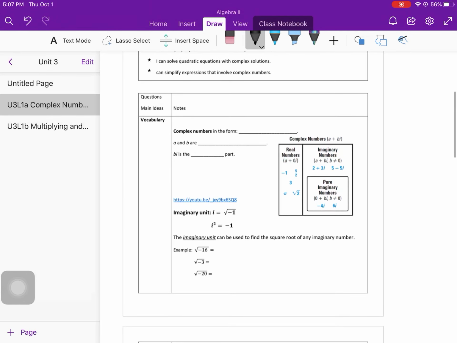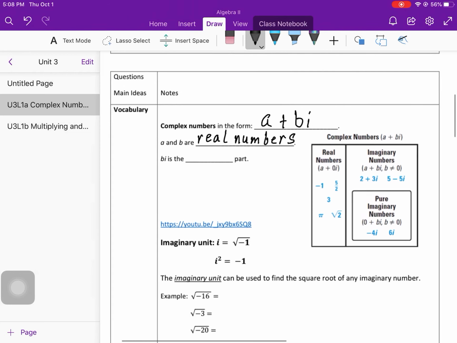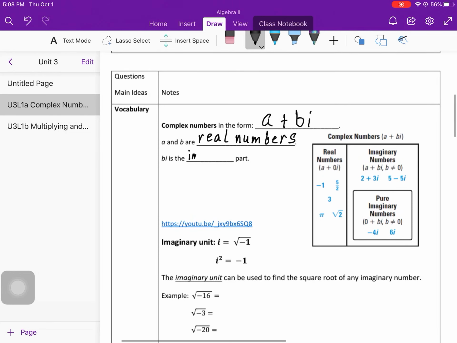Okay, so complex numbers are in the form of a plus bi, where a and b are real numbers. Real numbers is everything that we've worked with up until this point in your years of math. So fractions, integers, whole numbers, decimals, rational, irrational numbers, those are all considered real numbers. bi is what we call the imaginary part. i represents an imaginary number.